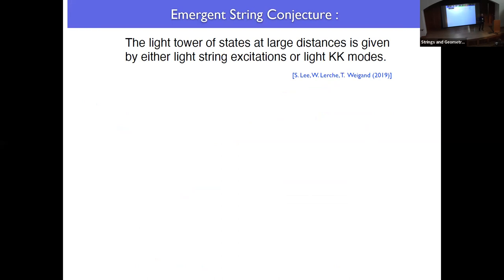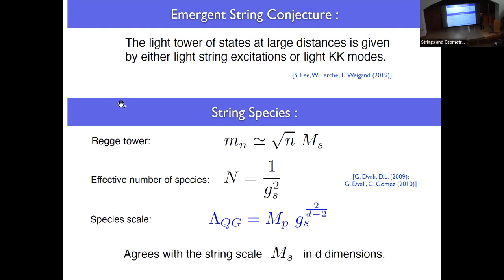What could this tower of states be? There is a very nice conjecture about that, the so-called emergent string conjecture, saying that the light tower of states at large distances is given either by light string excitations or by so-called KK modes, which arise due to compactification, as proposed by Lerche and Weigand. So let me first briefly look at the string species.